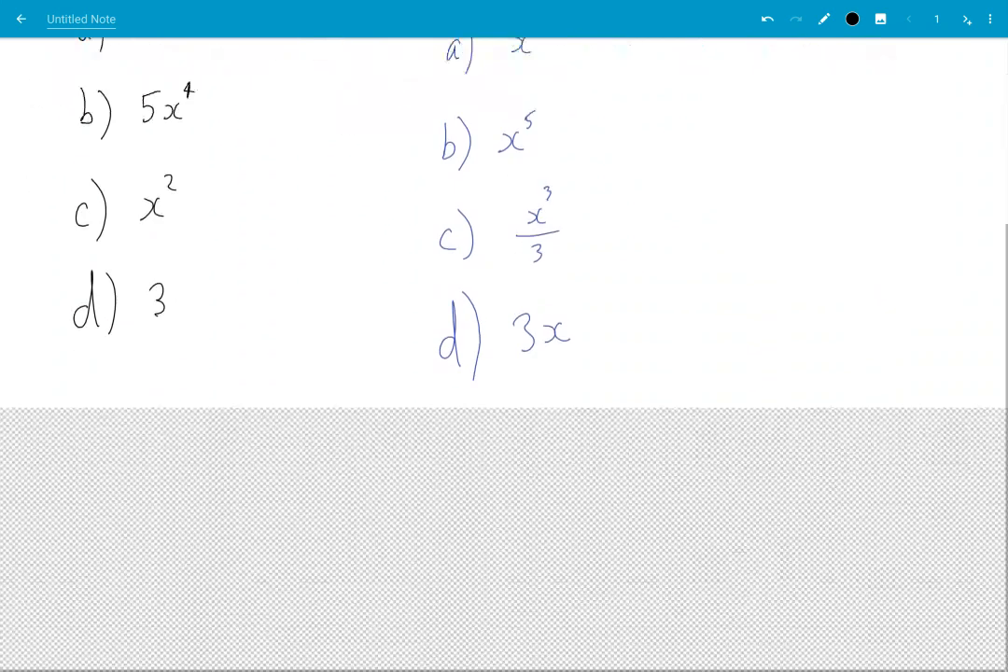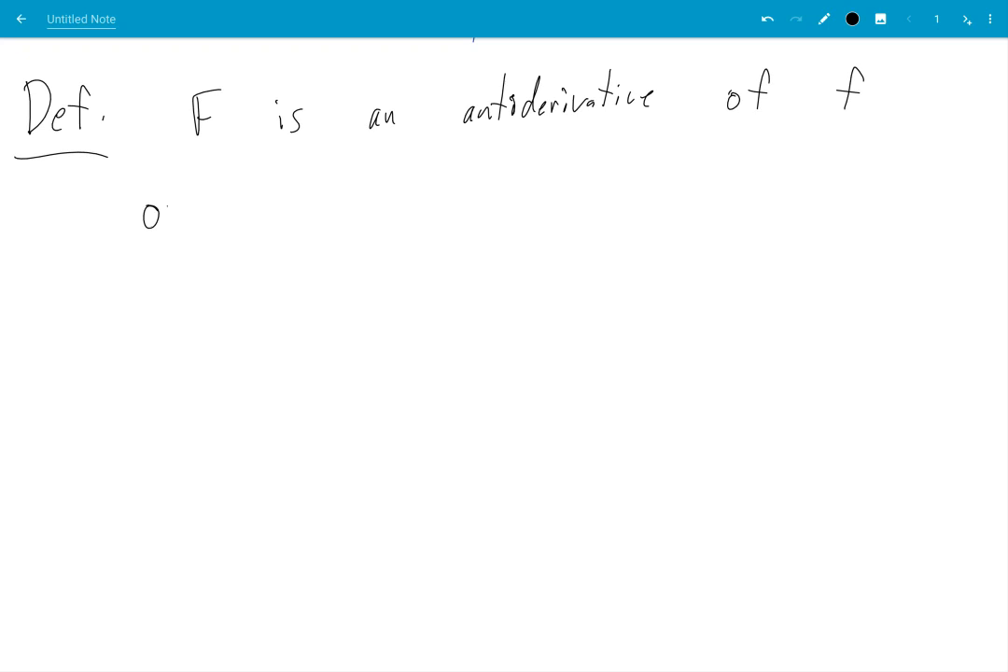Okay, this introduces the topic. So let's write a definition now. We say capital F is an antiderivative of small f on an interval I. We'll talk about I later. If capital F prime is equal to f on I.